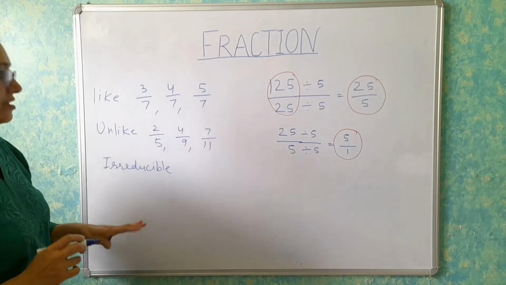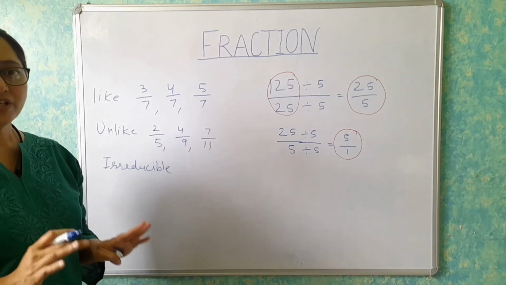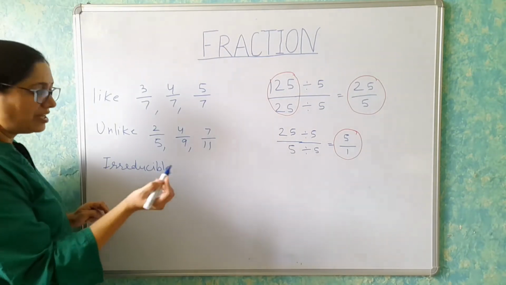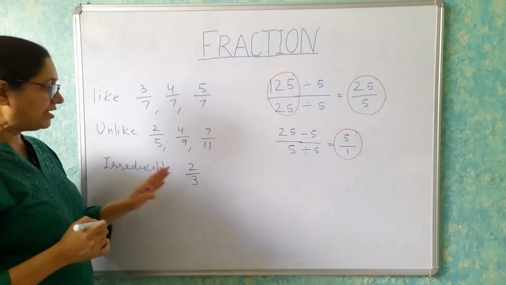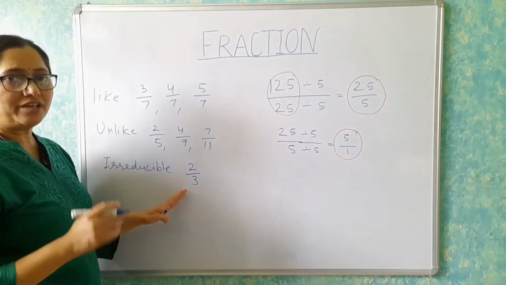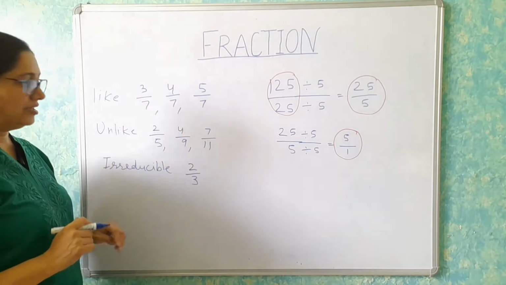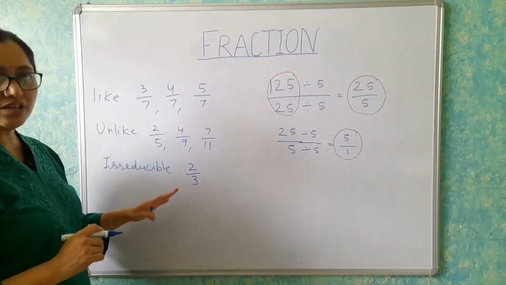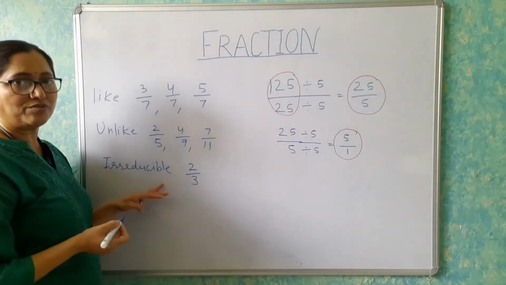Irreducible fractions, as the name suggests, cannot be reduced further. For example, if I am taking 2 by 3, now I cannot reduce 2 by 3 into any other fraction because there is no common divisor which can divide 2 and 3 both. So I can say 2 upon 3 is an irreducible fraction.